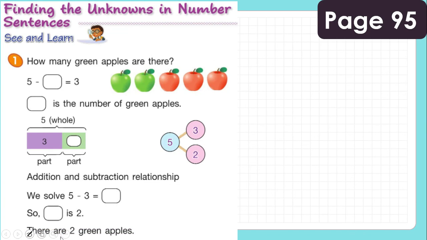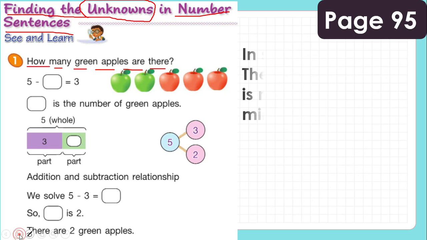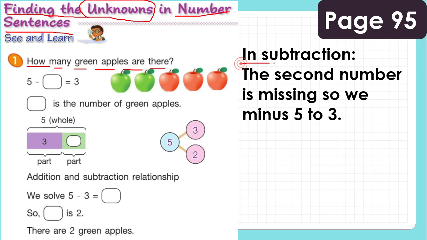Next, page 95. What are we going to do? We're going to find the unknowns. Unknown, missing in a number sentence. Okay, so how many green apples are there? We have here 1, 2, 1 and 2 green apples. So there you go. In subtraction, the second number is missing.